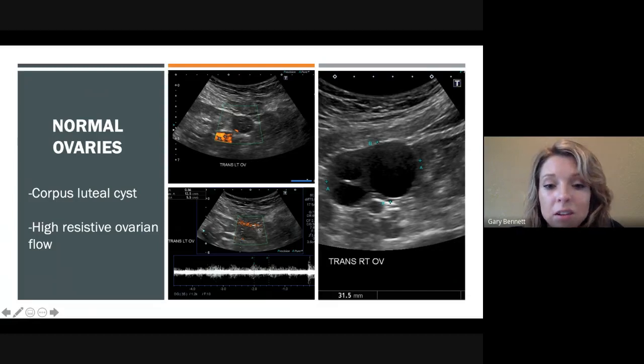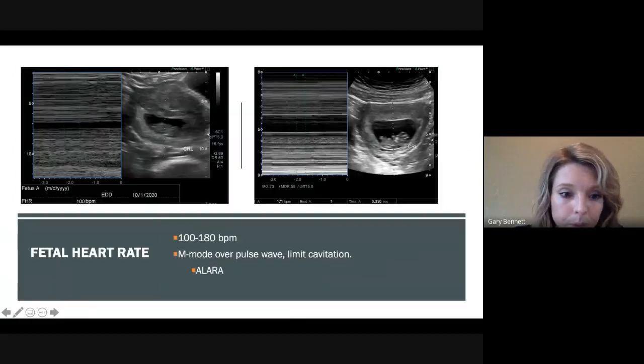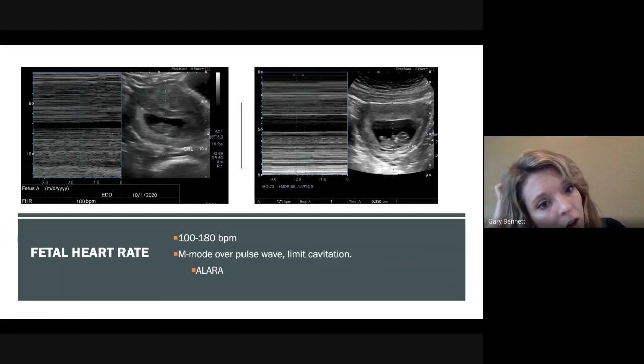If you don't have as clear of an image as this, evaluating for that high resistive flow can help you determine whether or not you are obtaining ovarian flow versus uterine flow, or even bowel flow, which can also be high resistive. So try to stay in the ovary, make sure you have that nice high resistive flow that's indicative of ovarian flow. So these are those nice pretty ovaries. Let's move on. So fetal heart rate.